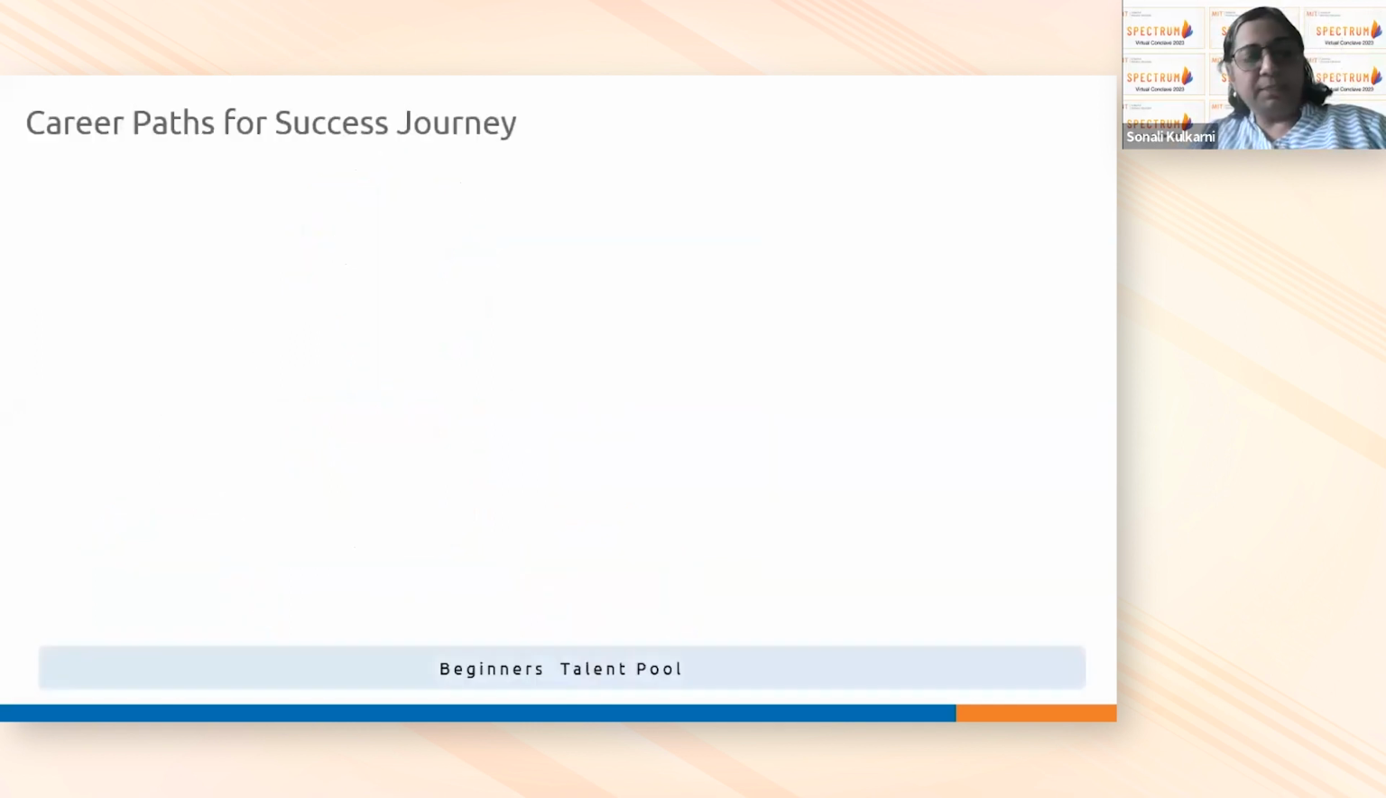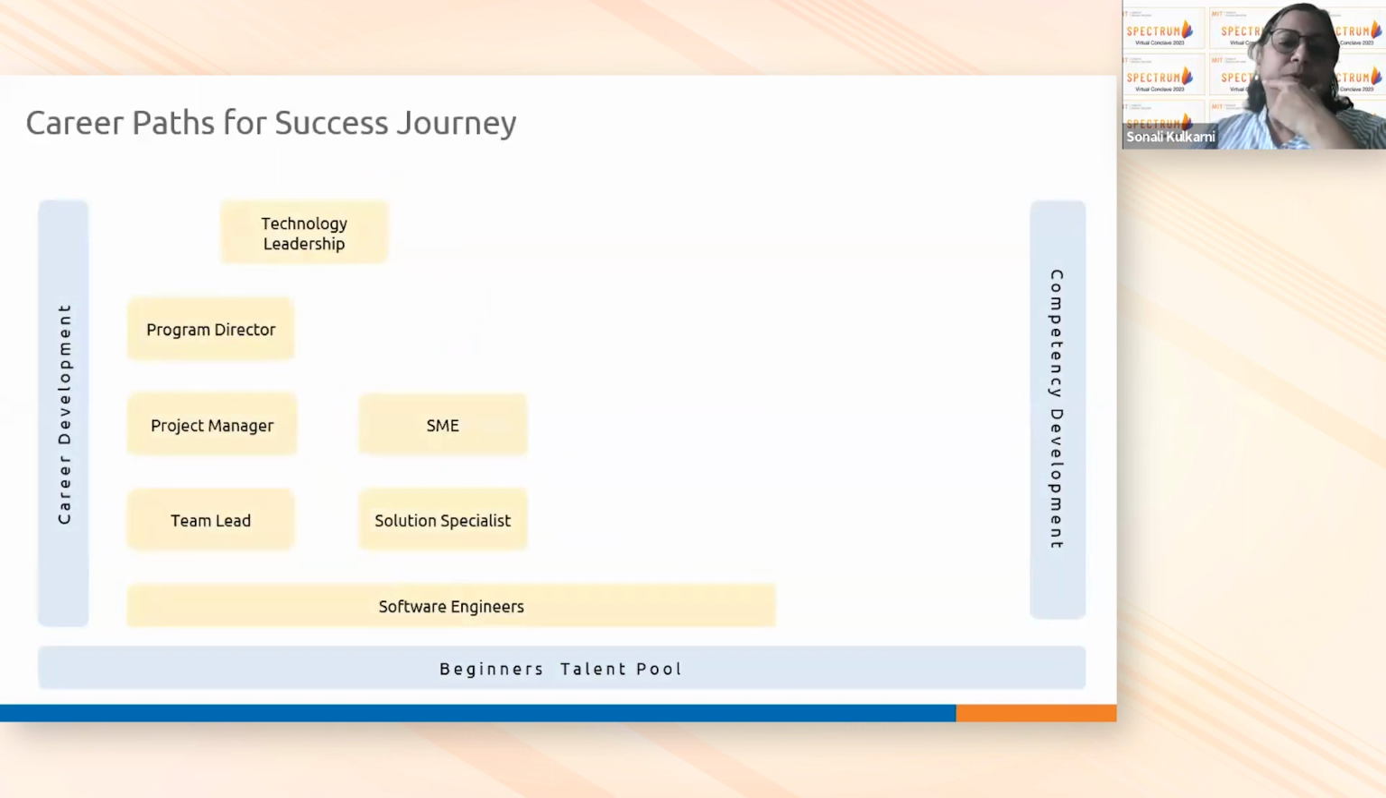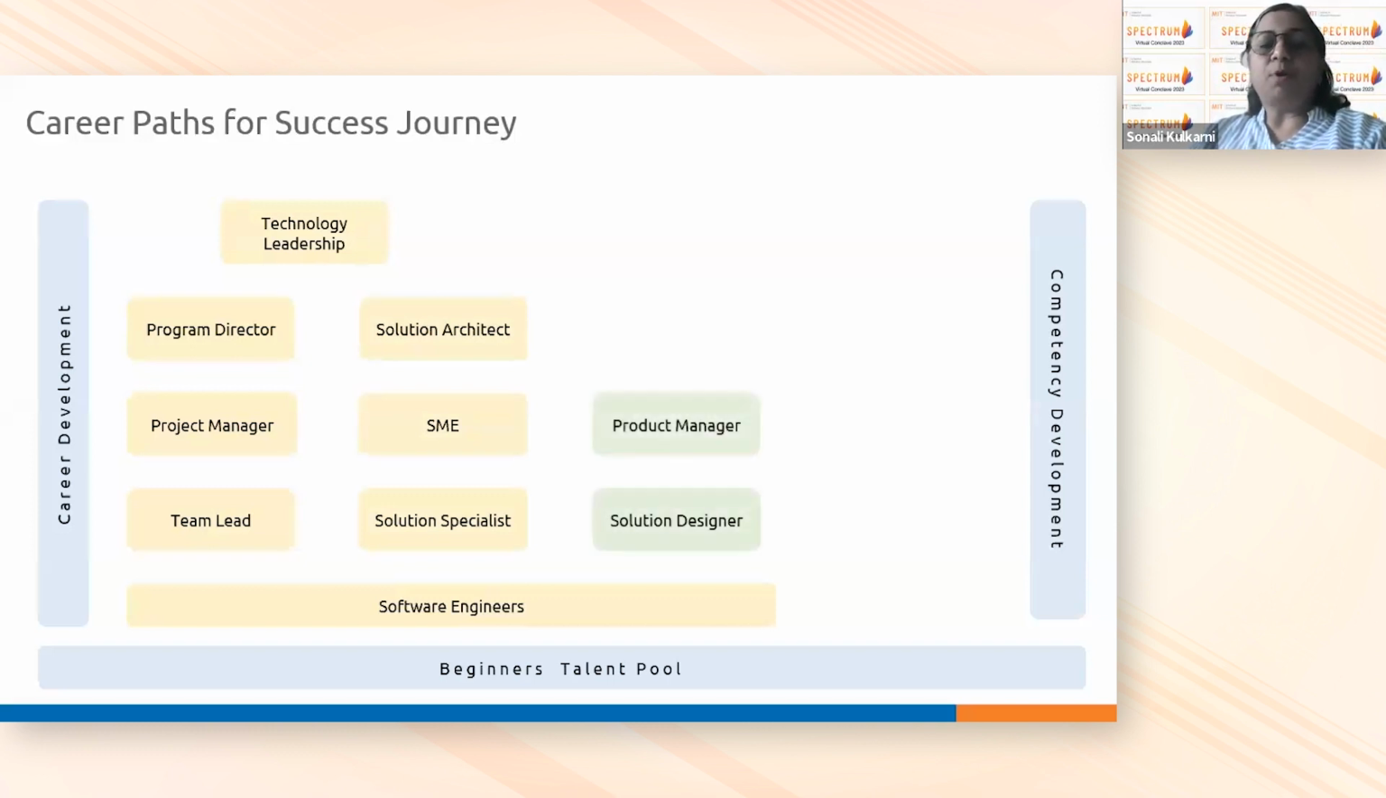So career paths, different career paths that we offer to different talents. The technology verticals, like you can start as a software engineer, then you can become a team lead, project manager, program director. You can also take up the path of solution specialist, SME, and solution architect. Then different product hierarchy, like solution designer, product manager, product director. These are the product leadership roles.